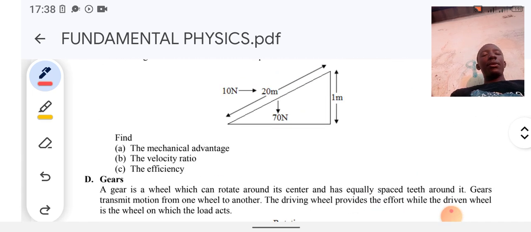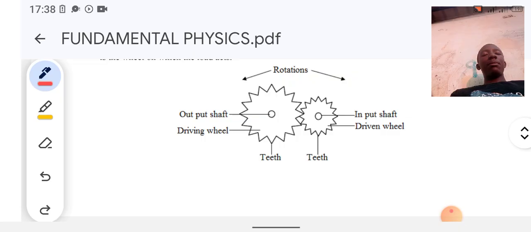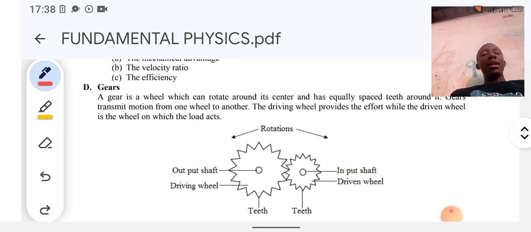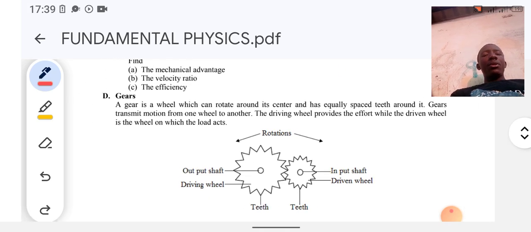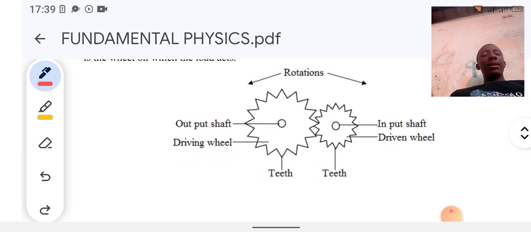So the next thing you need to know is the wheel and axle. The wheel is fixed to the axle. The axle has a smaller diameter and the rope is attached to it. It's wound in the opposite direction to that of the wheel. The load to be lifted is attached to the end of the axle. Okay, so your axle is there.